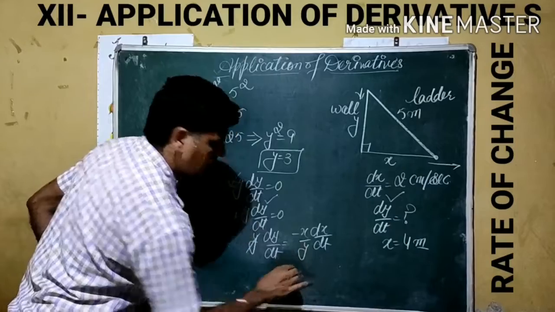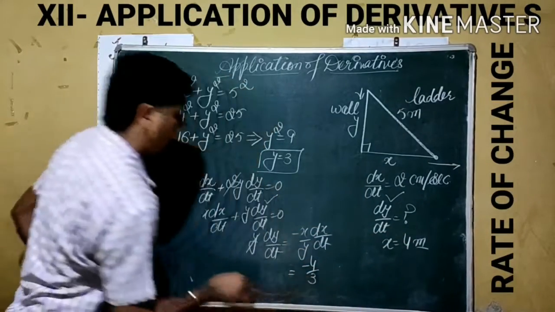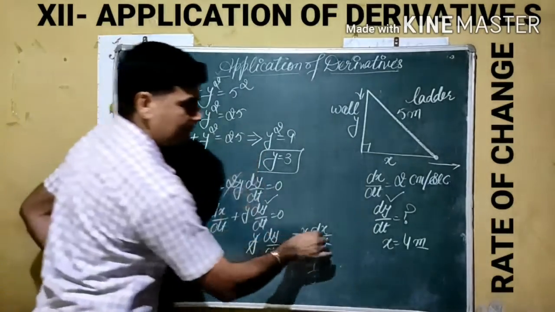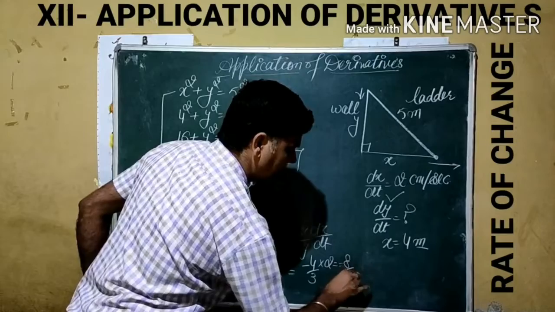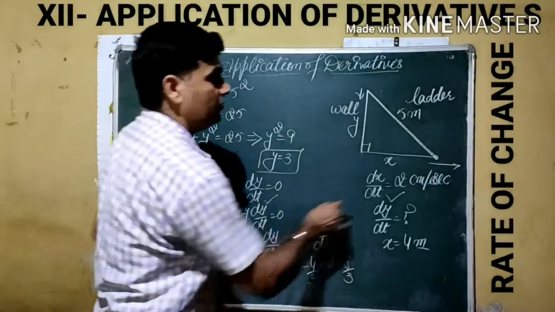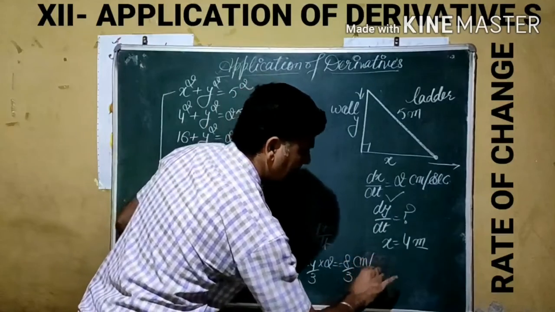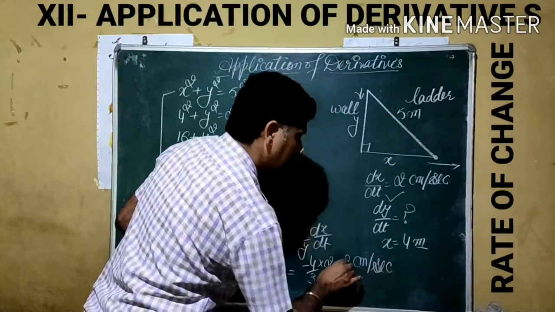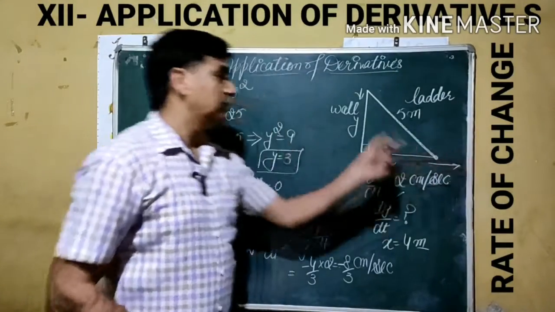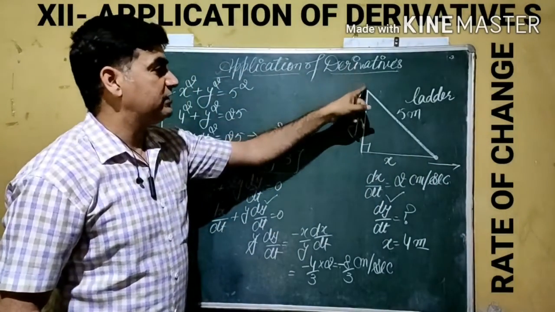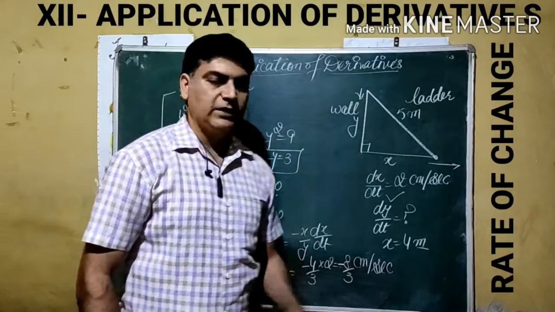Now using all the values, x is given by 4 here, y is 3, which we already calculated, and dx by dt is given by 2. So it becomes minus 8 by 3. The unit of change of y is according to the change of x, that is centimeter per second. Means if we pull the bottom of the ladder away from the wall, the top of the ladder which touches the wall falls down at a speed of 8 by 3 centimeter per second.